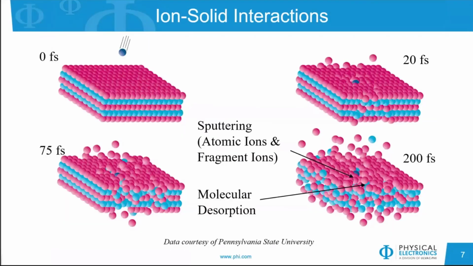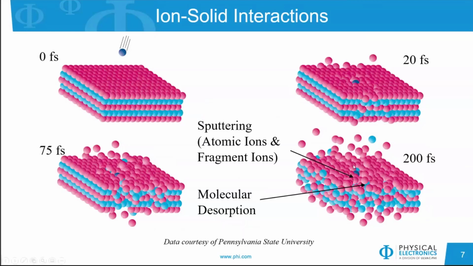This is a molecular dynamics simulation from Penn State, and it shows the sputtering event, the collision cascade, and how secondary ions are generated. At time zero, the primary ion is coming closer to the sample, then at 20 femtoseconds, 75, and then all the way at 200 femtoseconds, you can see the sputtering event. As this primary ion hits the sample, it generates this collisional cascade, and ions are produced, electrons are produced, so you'll have positive and negative ions coming off the sample as well as electrons, and molecular desorption will occur as well.